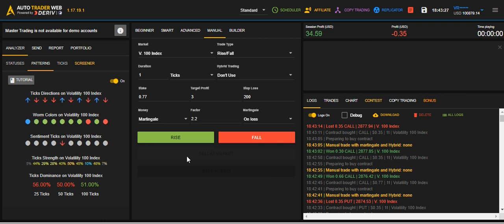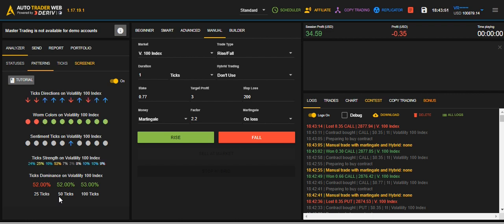I repeat again, this is a manual strategy. Based on the 100 index I put today, I use tick 1 and martingale factor of 2.1. The main success is here: you have to use these average ticks. I'm taking the average ticks which are above 55 percent. That is the time to put your trade.